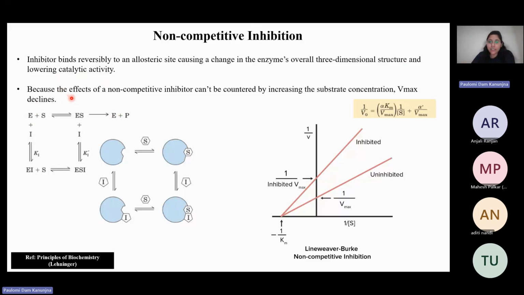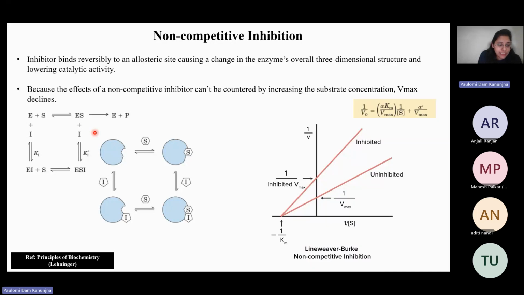But here, you can see the inhibitor is binding somewhere else, while the substrate is binding somewhere else. So even if you increase your substrate concentration, here you cannot reverse the effects. The inhibitor can bind to the free enzyme as well as to the enzyme-substrate complex, because it is binding somewhere else on the enzyme. So even if the enzyme has its substrate bound to it, it doesn't matter to the inhibitor. It can still bind to the enzyme, whether it is free or bound in ES, right?